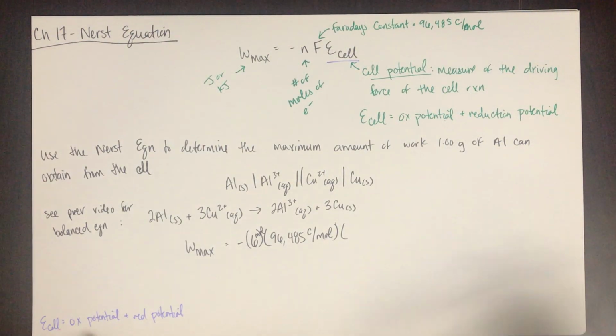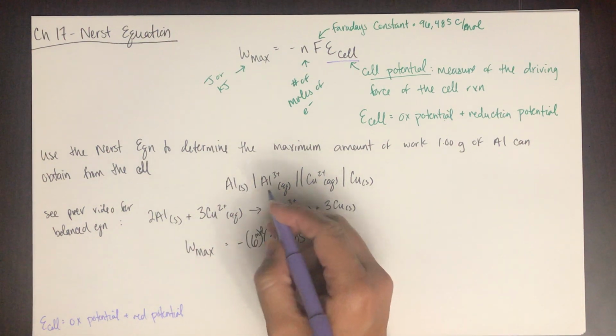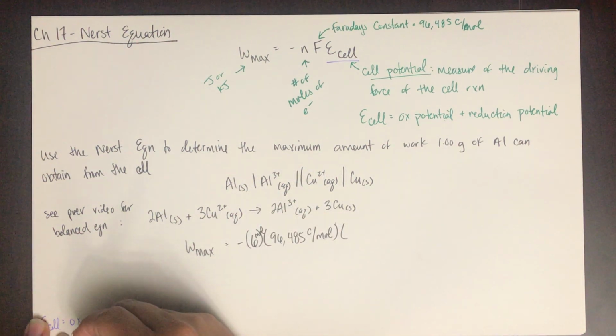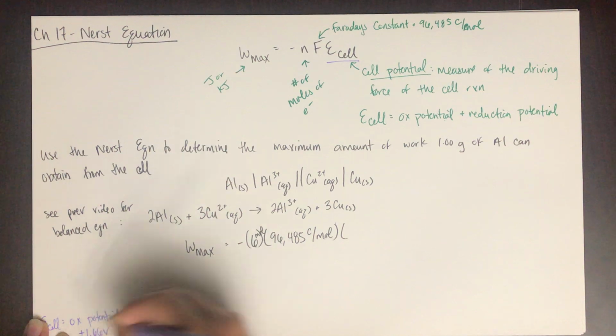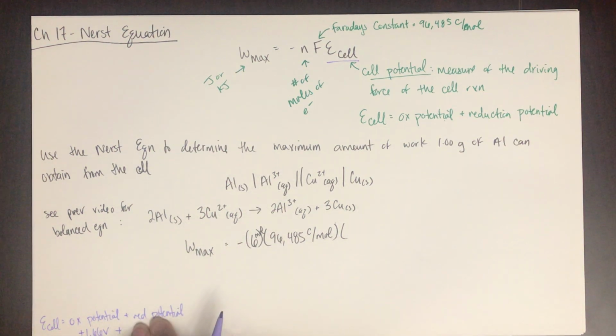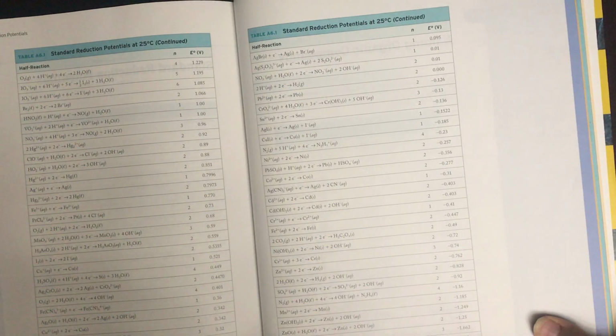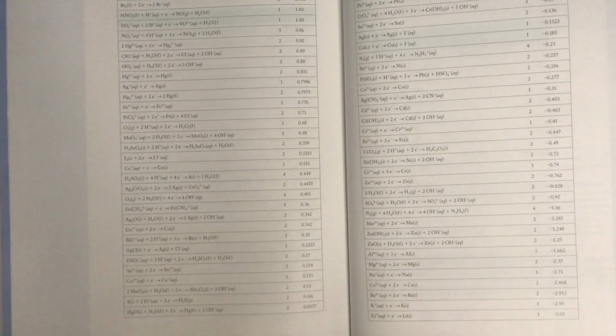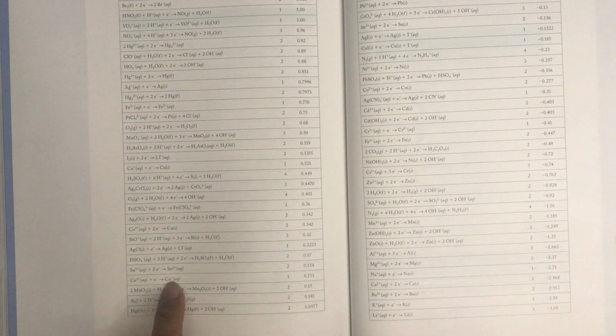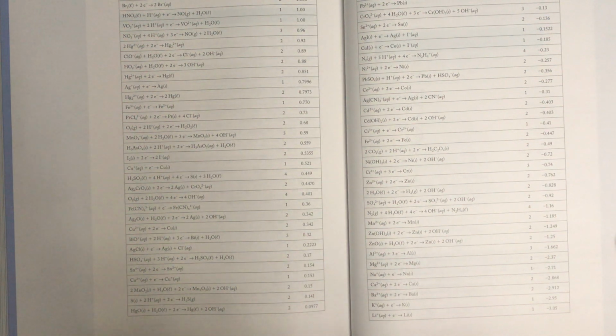So the oxidation potential of aluminum to aluminum 3 plus is going to be positive 1.66 volts, plus the reduction potential of copper 2 to copper. So let's find copper 2 to copper somewhere in here. It's right here. Copper 2 to copper. Nope, that's copper 2 to copper 1. That's not what we want.